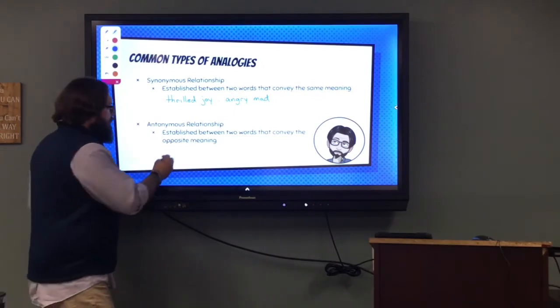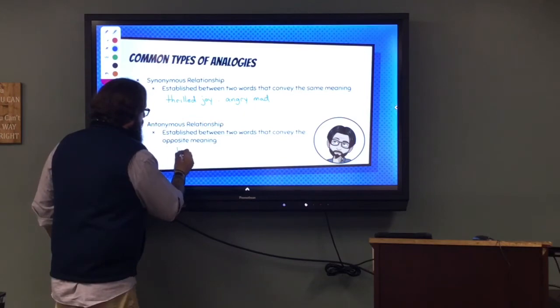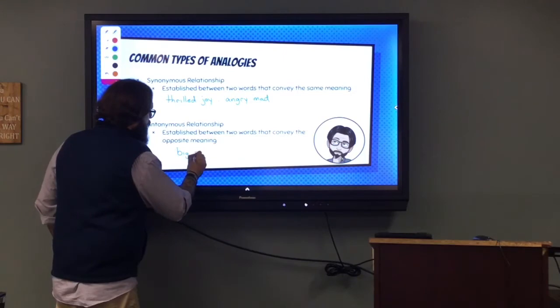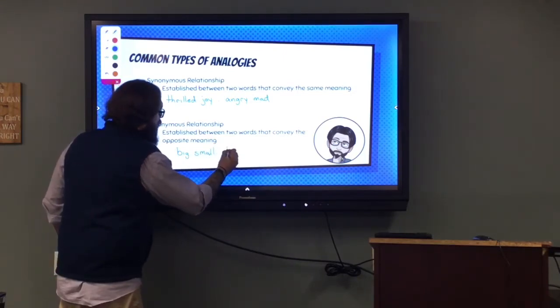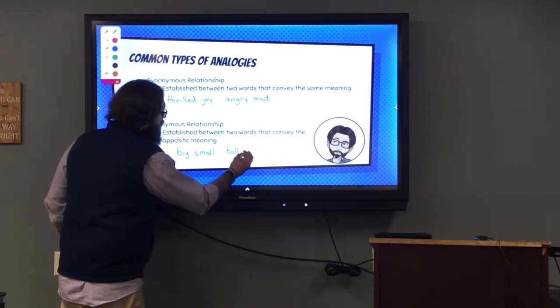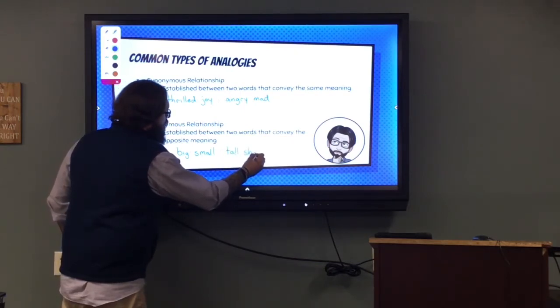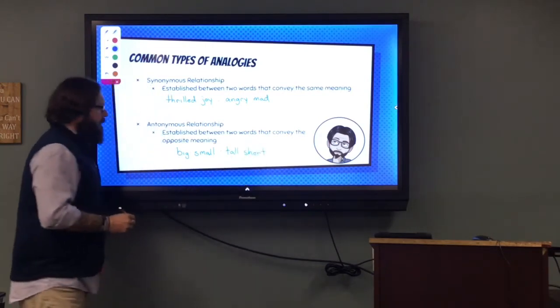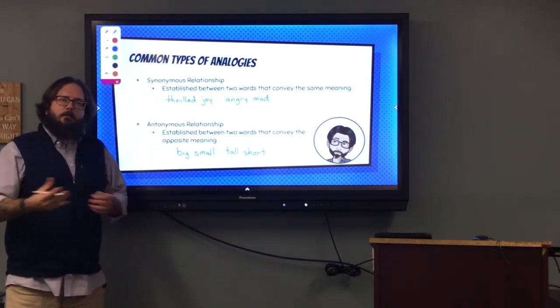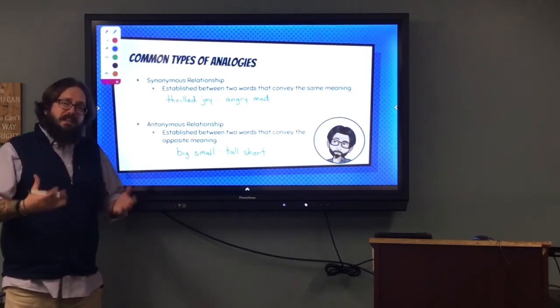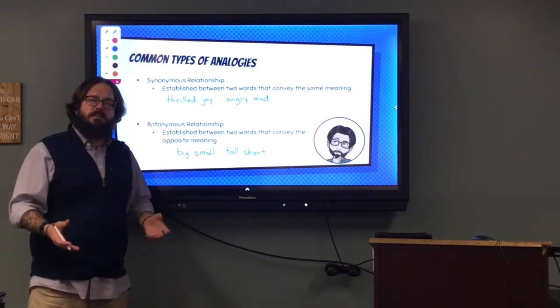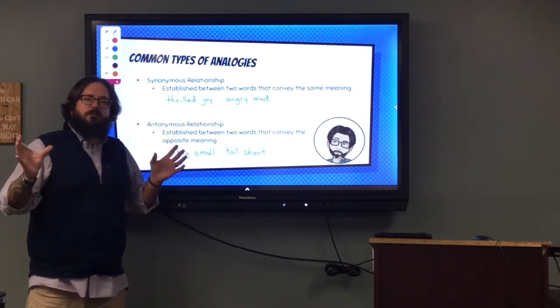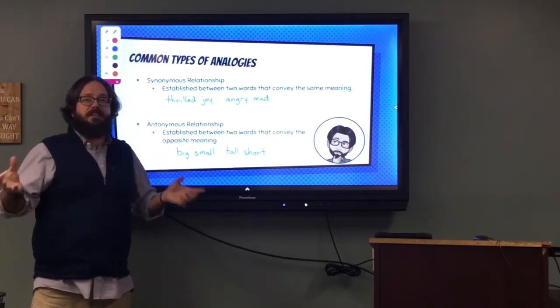For example, we could say big is to small as tall is to short. So my first pair, big and small, mean the opposite. My second pair, tall and short, mean the opposite. So each pair shares the relationship of oppositeness.